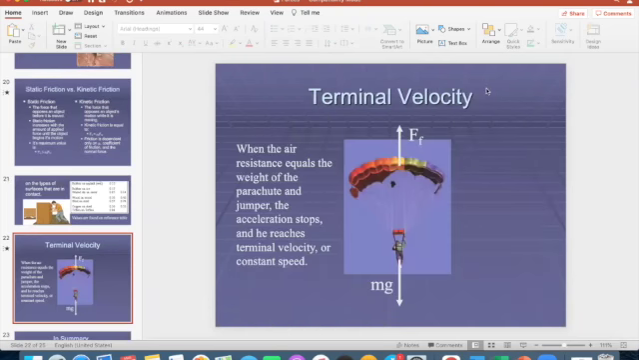All right, terminal velocity. This is when you have air resistance and it's equal to the weight of a parachute and the jumper. So the acceleration stops and he reaches terminal velocity, or constant speed. It's a point where you're no longer speeding up or slowing down. Your speed is just constant over time. So don't forget, acceleration is a change in velocity or speed over time.